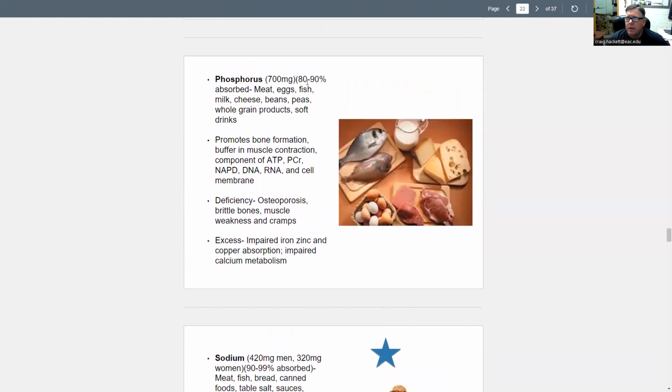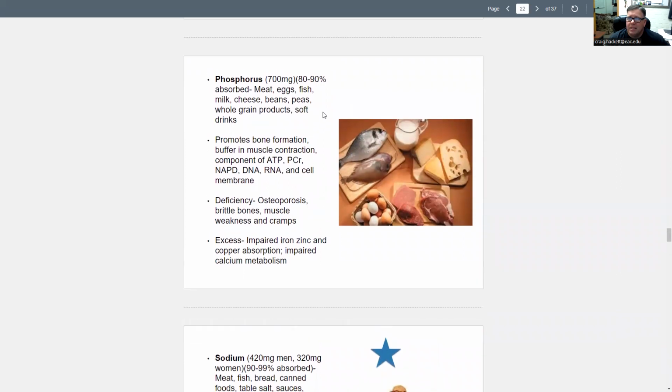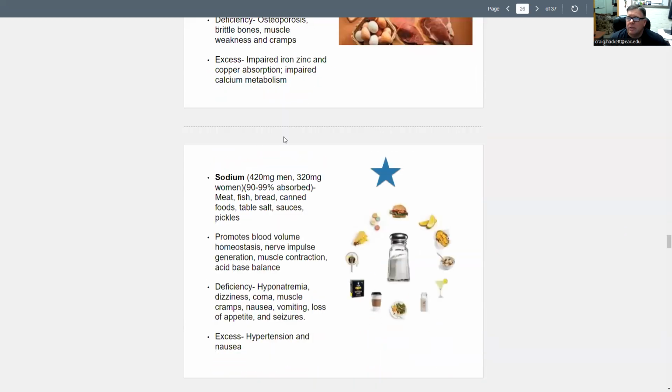Phosphorus is one of those where we need 700 milligrams, which is quite a bit, but we get it in just about everything. It's one of those that we kind of overlook. It's well absorbed, so we tend not to have a problem with phosphorus because it's just about in everything we eat, including the things that aren't necessarily good for us, like soft drinks. So we tend not to be deficient in phosphorus.